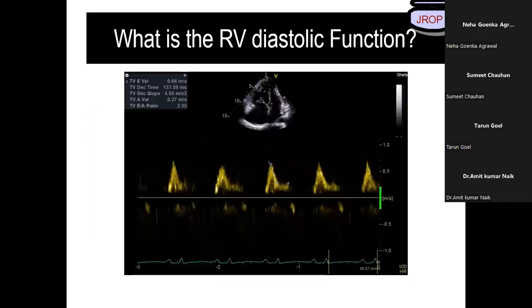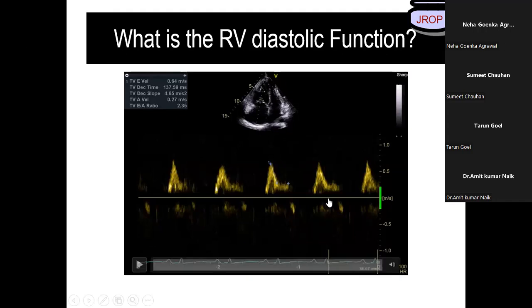Yes, sir. Okay. Abhishek, question for you. Diastolic function in this particular slide. RV diastolic function. Sir, I didn't get it, sir. What is the RV diastolic function in this slide?